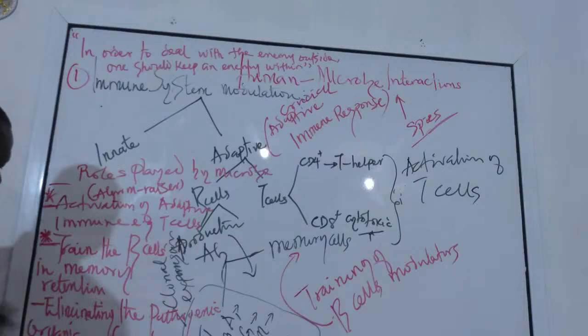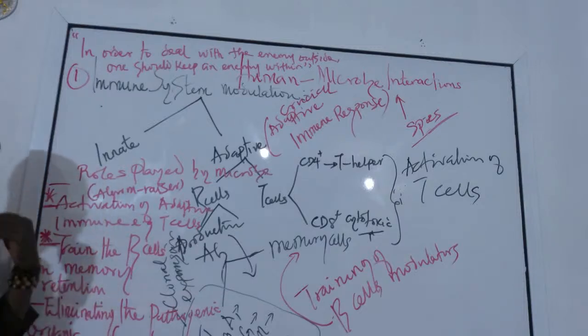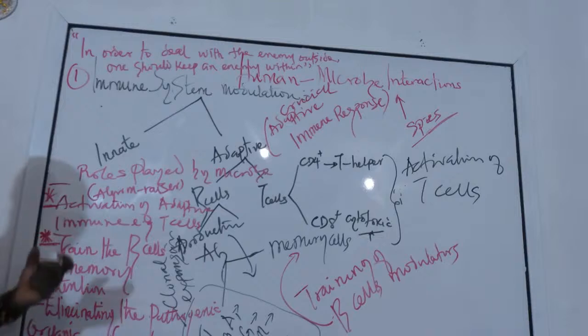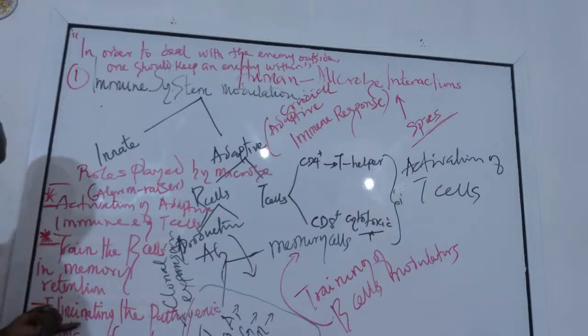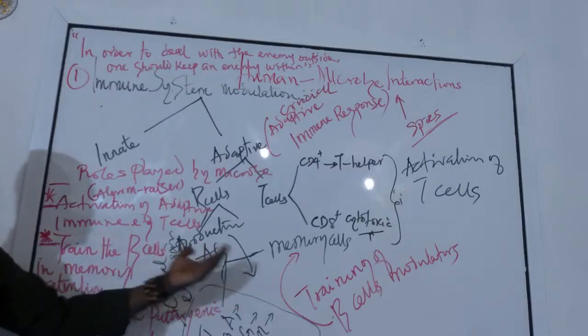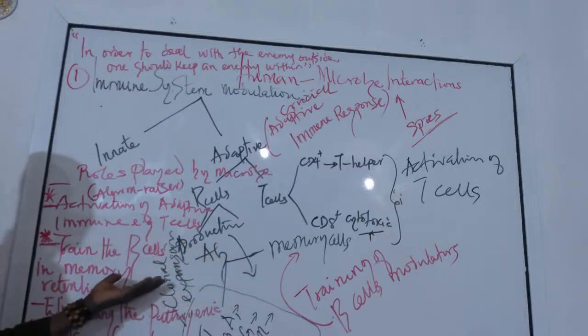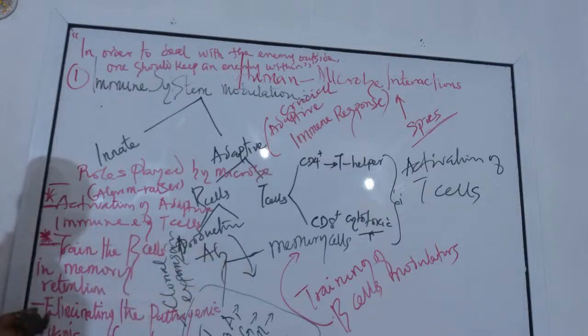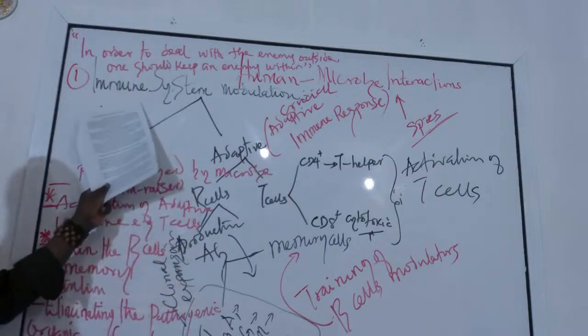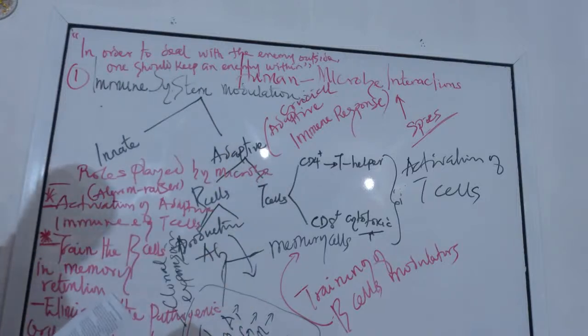Then at the same time, they will also begin to produce certain chemicals. They will release certain enzymes that are antagonistic to the invading pathogen. So that is another role played by microorganisms in the human-microbe relationship.